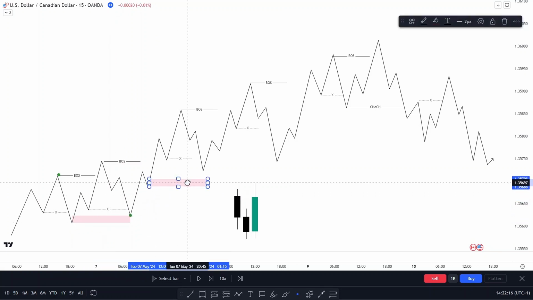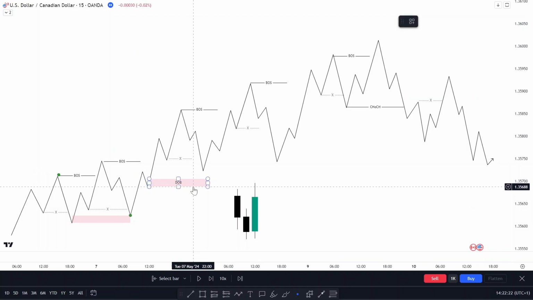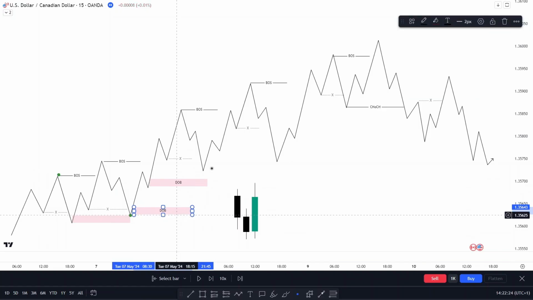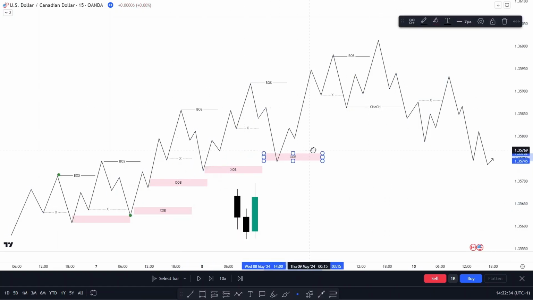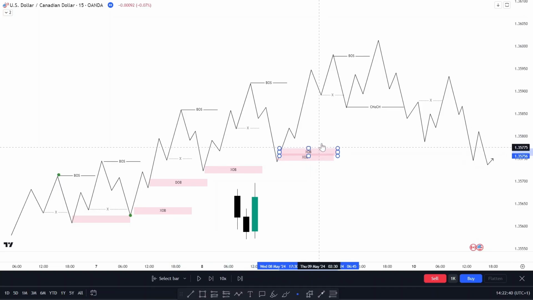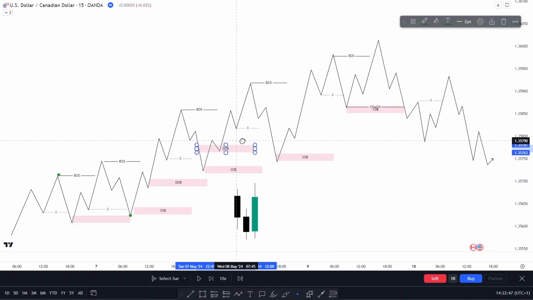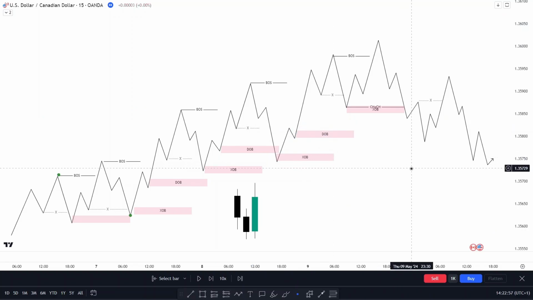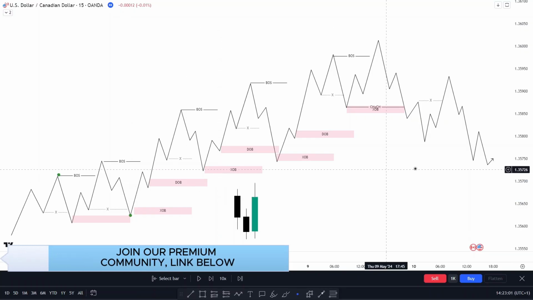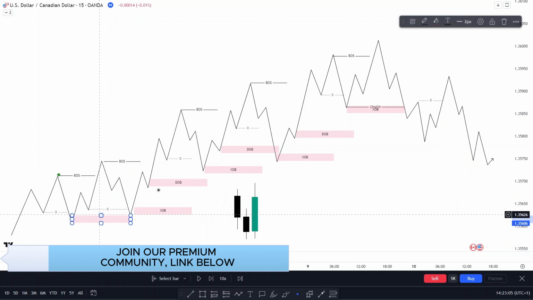So this one here was our extreme order block. This one is our decisional order block in this leg. And down below here, we have another extreme order block here. So here we have already marked all of our valid order blocks. This one here is our first valid extreme order block.